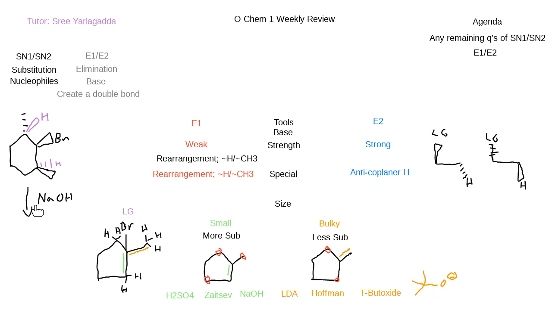So that tells you it's E2, and for E2, remember the rule is you have to find an anticoplanar hydrogen, and that's what we did with these purple lines. So it has to go right here. Okay, so your structure should look like this.